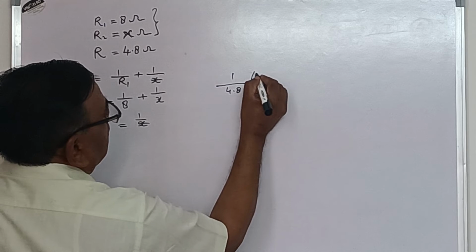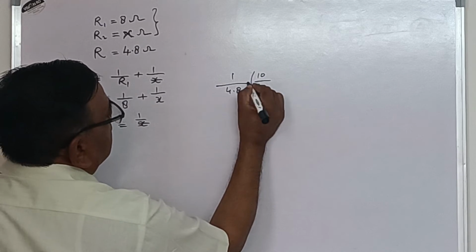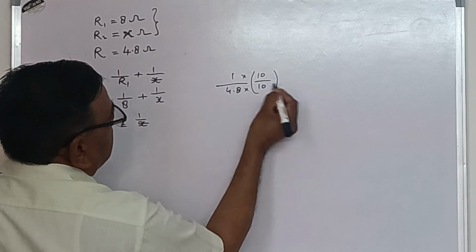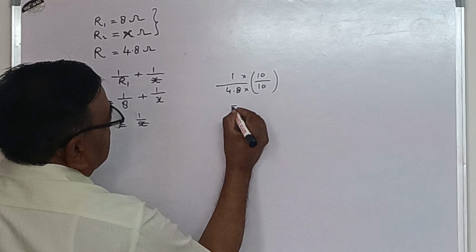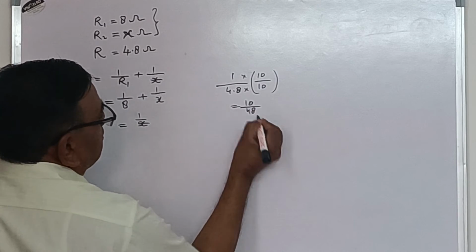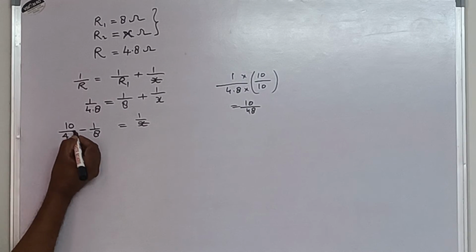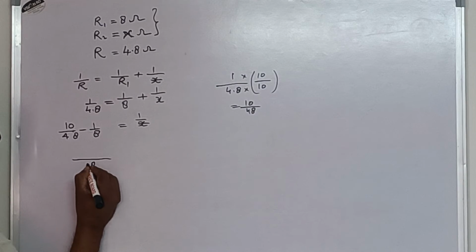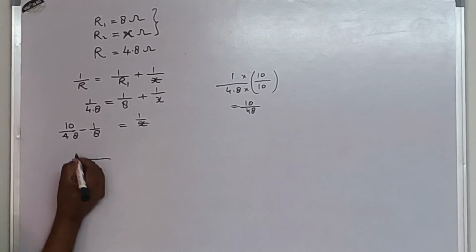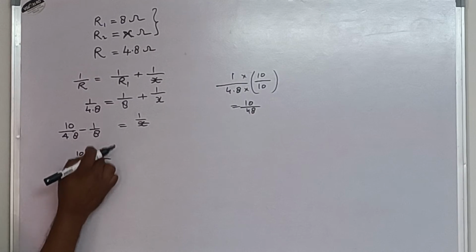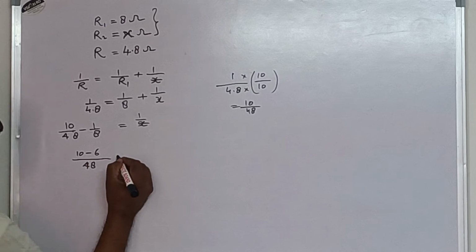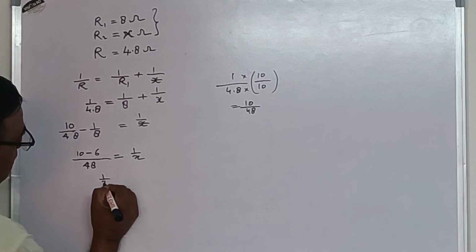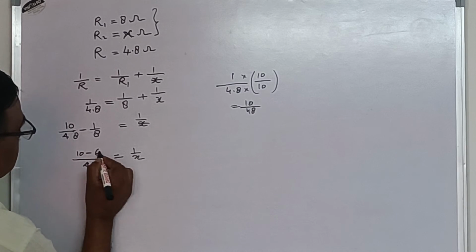अब दोनों तरफ 10 by 10 से multiply कर दीजिए. ऊपर भी multiplied by 10, नीचे भी मल्टीप्लाइड बाई 10 एंड चेंज रहेगा बट इट विल बिकम 10/48. सो 10/48 माइनस 1/8, एलसीएम 48 है. 10 माइनस 8 6 या 48 तो 6. दिस इज 1/x.